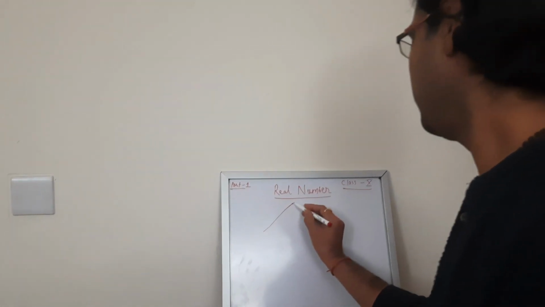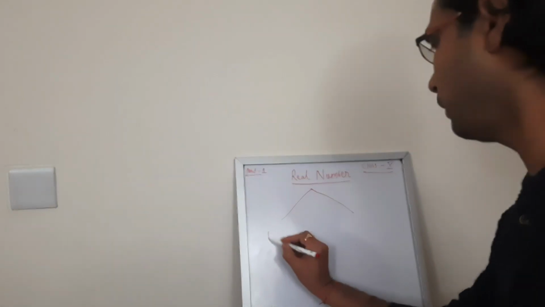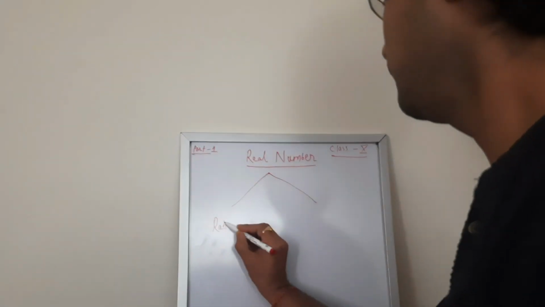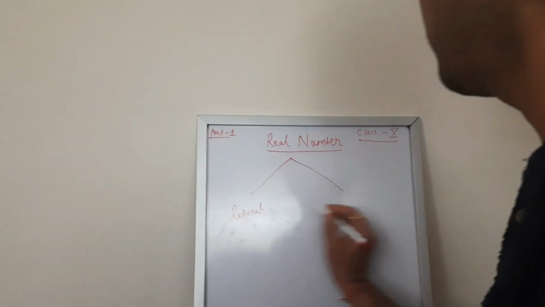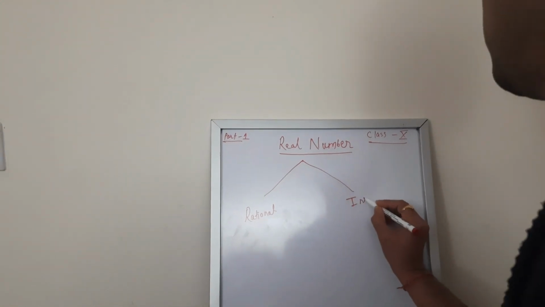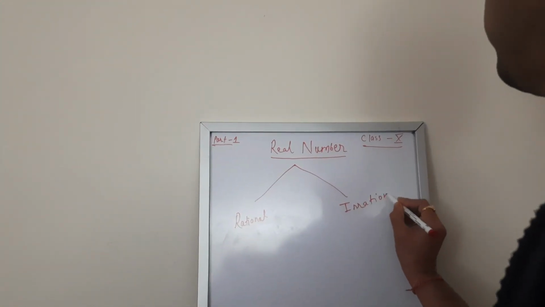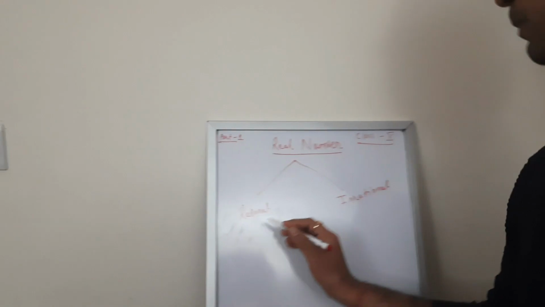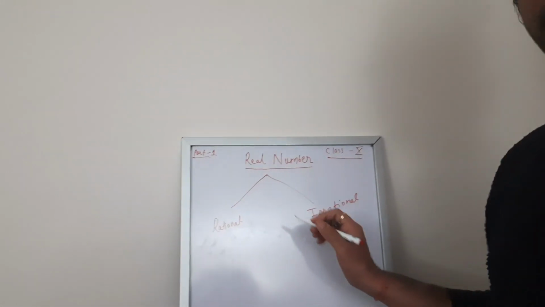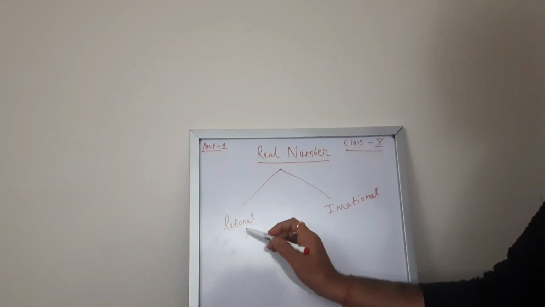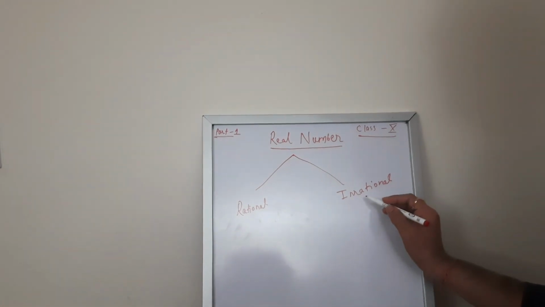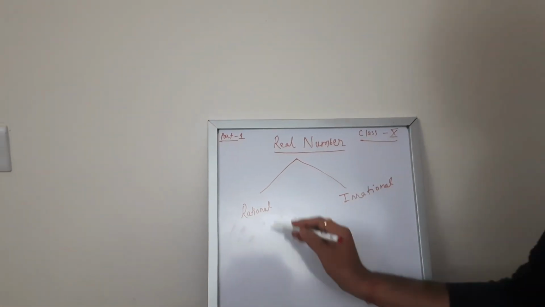Part 1 is rational numbers and another part is irrational numbers. So there are two parts of real numbers, rational and irrational numbers. Let's discuss what a rational number and an irrational number are, one by one.